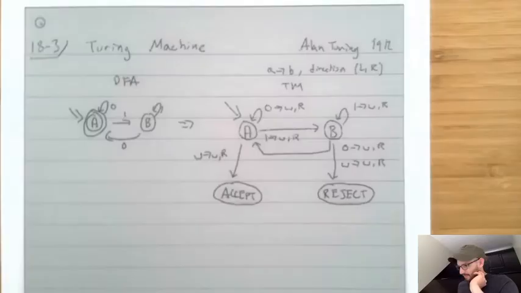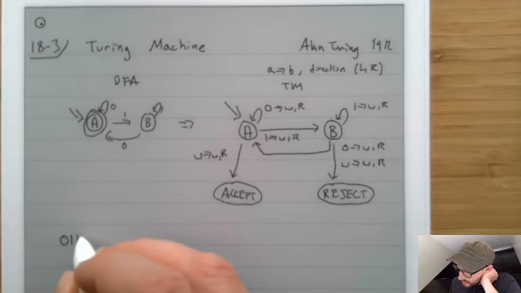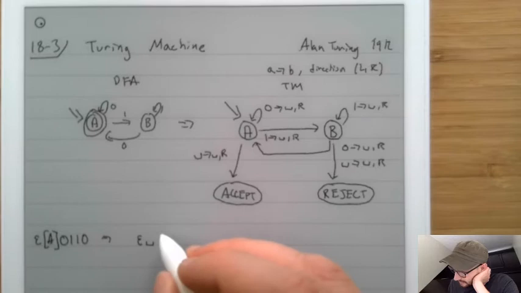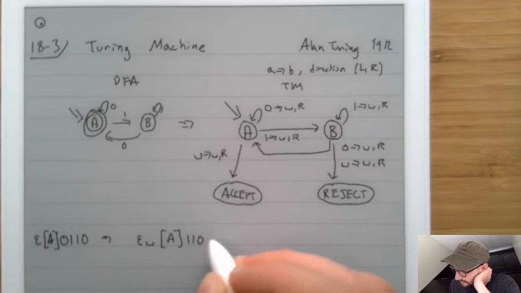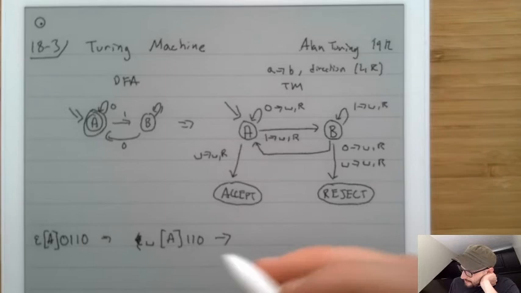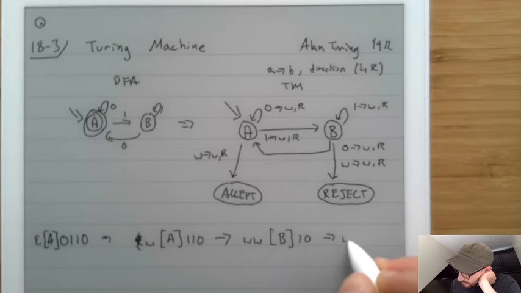Okay, so for example, if we look at this machine, and we ran it with 0, 1, 1, 0, the way that we're going to write that is we're going to say that we start off with epsilon A, and then we run and we get epsilon, blank, and then we get a zero, an A, and then we get 110. That's because we read a zero, replaced it with blank, and then we wrote down R. Actually, we don't need the epsilon anymore. Then we see a 1, and so that means that we're going to have blank, blank, B, 10. Then we're going to have blank, blank, blank, B, 0.